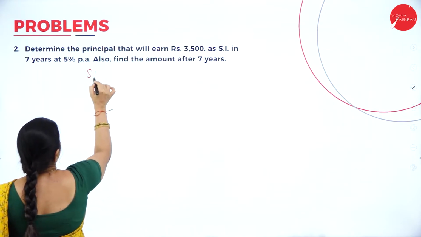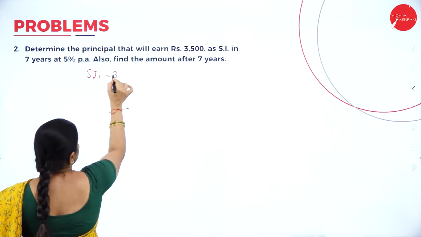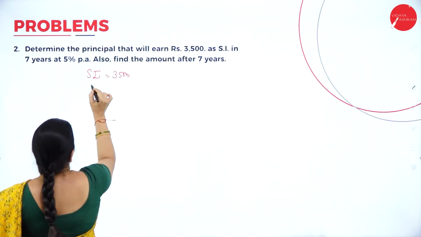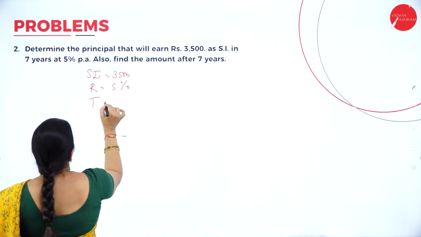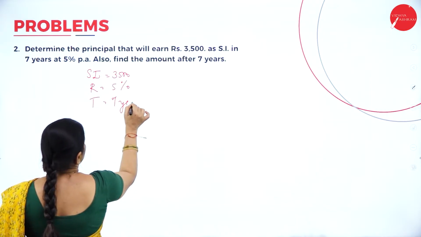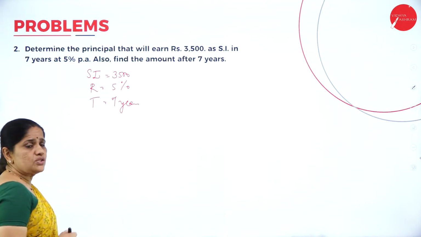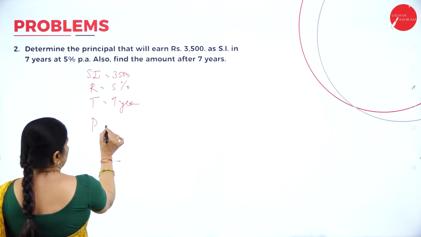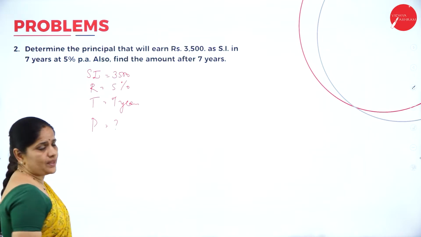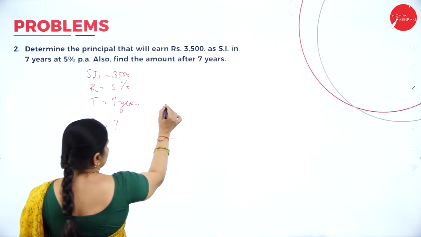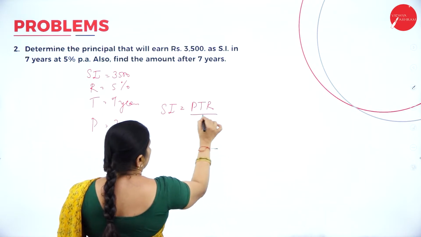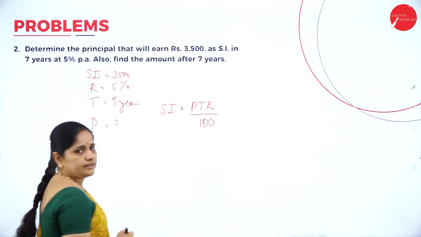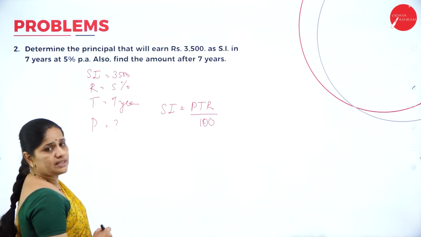Now, here they have given us the simple interest, 3,500, R is again 5%, T equals 7 years. So, we have to find what is P. I don't know P. So I make use of the formula simple interest equals PTR by 100. So what is simple interest given here?